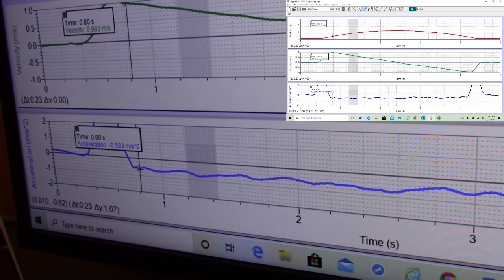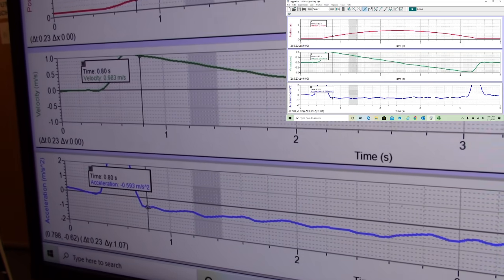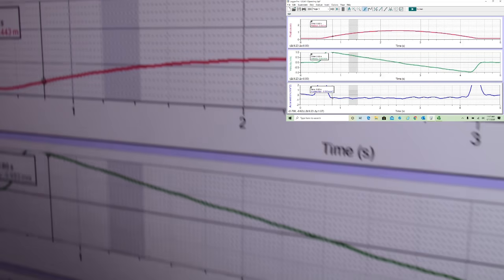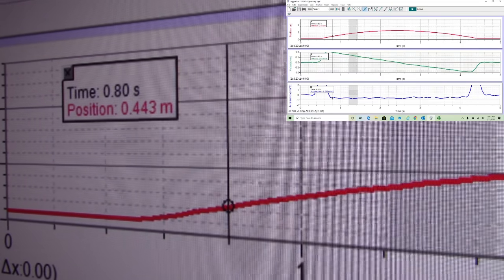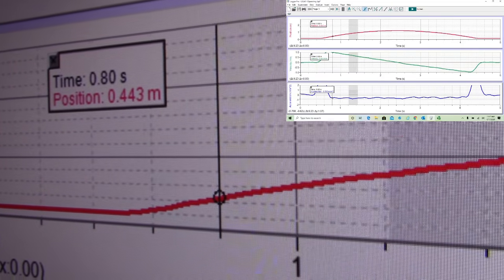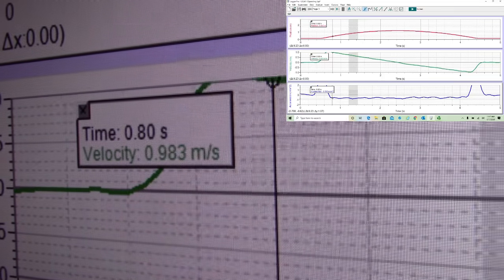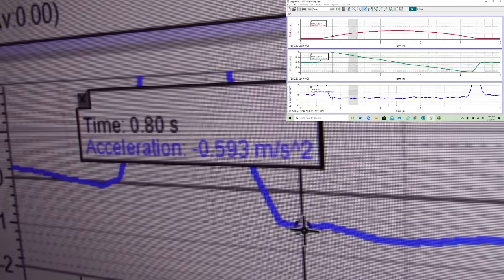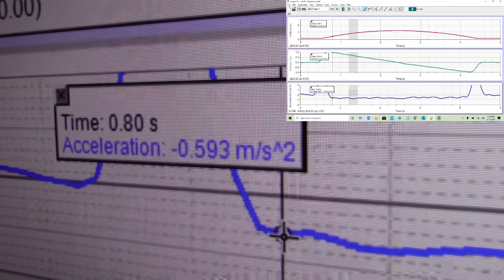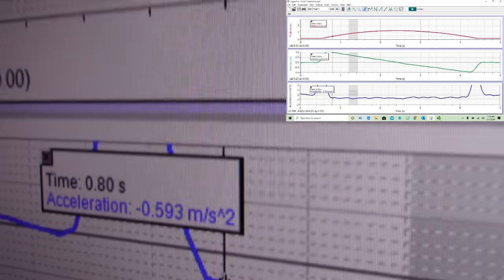Okay, so I'm going to say that it starts at around 0.8 seconds, in which case our position is 0.443, the velocity is 0.983 meters per second, the acceleration is negative 0.593 meters per second squared. Okay.